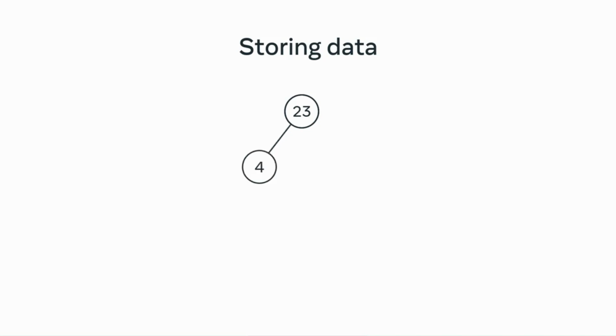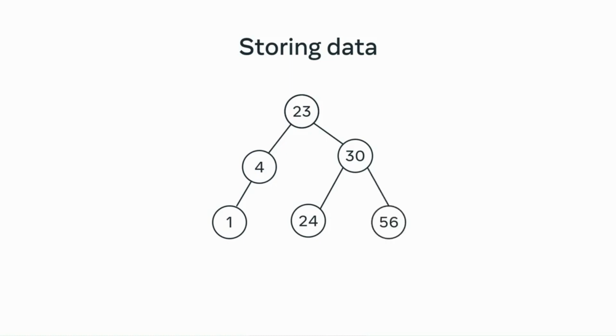Because it is less than 23, it goes to the left. Following is a 1, also less than 23, but also less than 4. That also goes to the left. The next number to follow is 30. Because it is now larger than 23, it goes to the right. A 24 is added, and because it is less than the 30, it goes to the left. But the 56 that was added goes to the right of the 30 again.